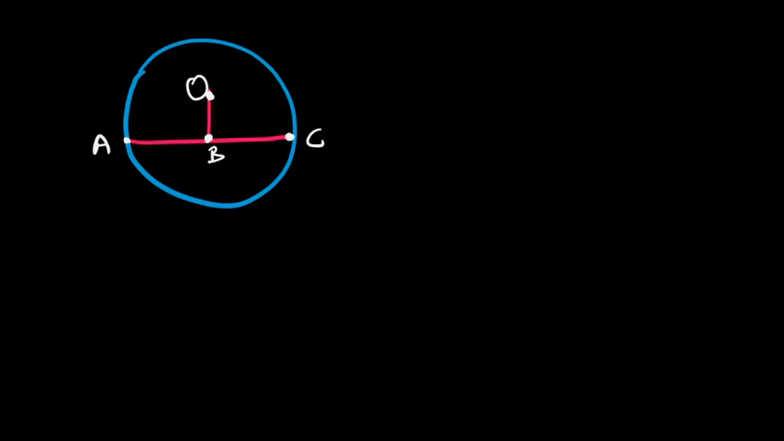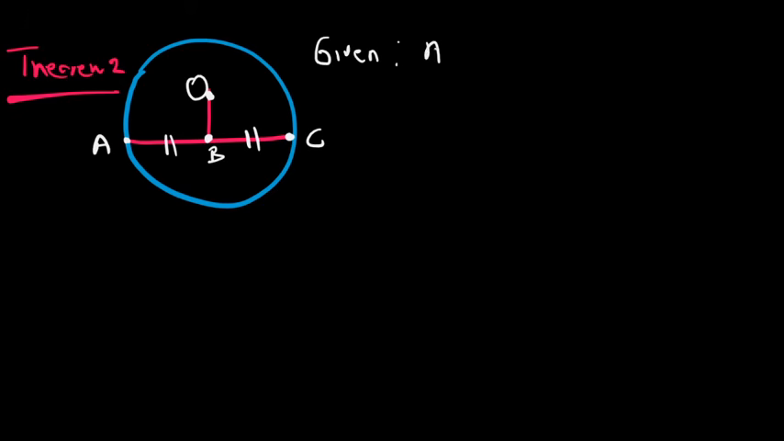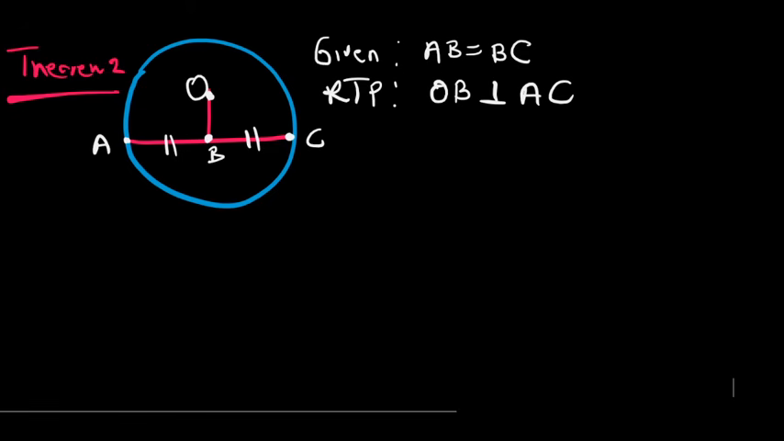Now in Theorem 2, you are told that AB is equal to BC. So you are given that AB is equal to BC. You're required to prove that OB is perpendicular to AC. That's what you're required to prove now. So what you're going to do is this. You're going to construct, that's the first thing.